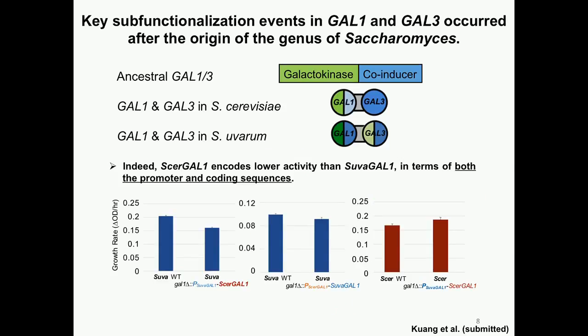So we can also look at just those allele swaps, and we can show that in general, the cerevisiae GAL1, both at the coding sequence, here's the coding sequence swap, and the promoter sequence in galactose has lower activity, and so both have changed, and in both cases it's a cerevisiae activity that's lower. We can do the reciprocal swap and show that when we put the uvarum sequences in the cerevisiae, the activity is actually higher.